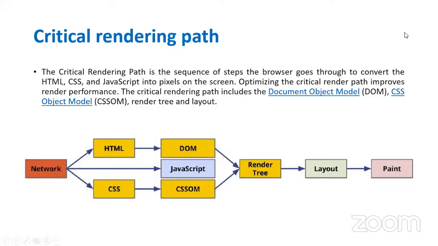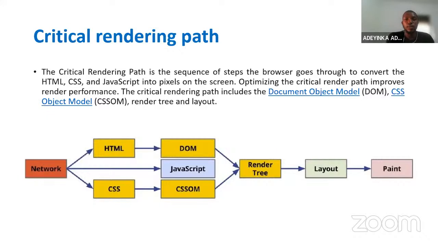So let's talk about the critical render path. The critical render path is the sequence of steps the browser goes through to convert the HTML, CSS, and JavaScript into pixels on the screen. Optimizing the critical render path improves render performance. The critical render path includes the Document Object Model, the CSS Object Model, the render tree, and layout.